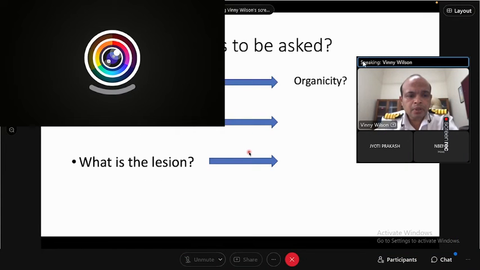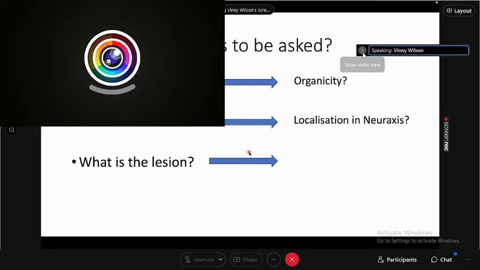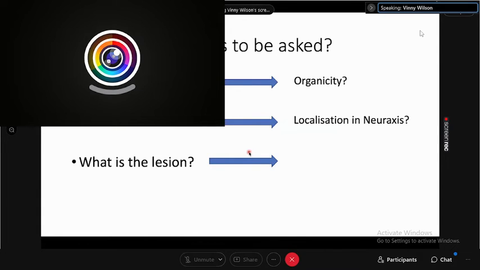And the second question refers to the localization in the neuraxis. And the neuraxis in this patient can spread all the way from the cerebral cortex to the spinal cord. And finally, what is the lesion refers to the etiology.